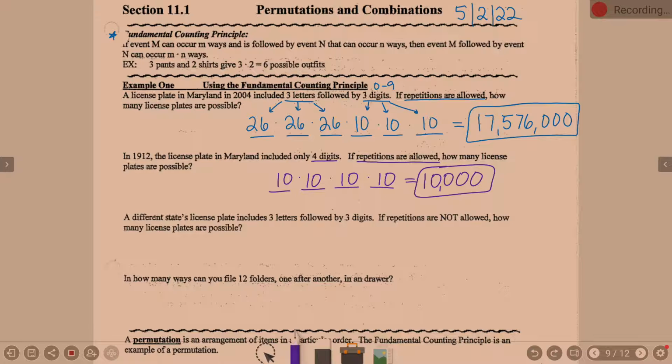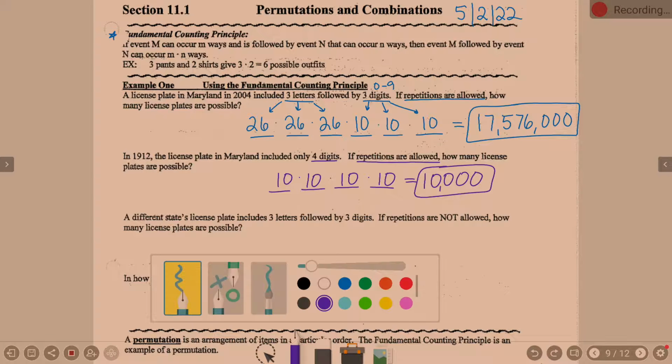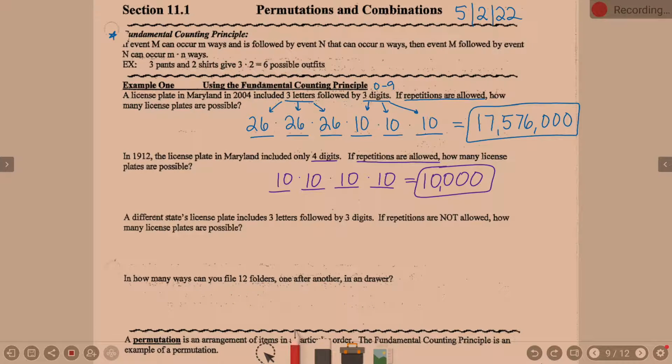Okay. A different state's license plates includes 3 letters followed by 3 digits. If repetitions are not allowed, how many license plates are there? So, how many blanks do I need if I'm setting this up? 6, because again, which comes first? 3 letters, 3 digits. So it's still the same idea of 6 blanks.